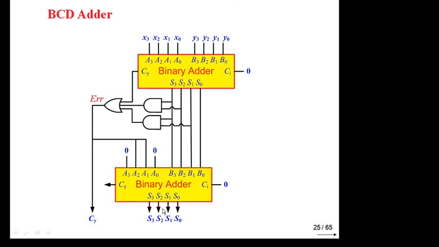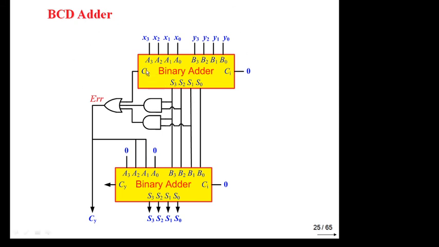Suppose I am taking one example. Suppose you are adding 9 plus 3. This is 1 0 0 1 for 9 and this is 0 0 1 1. After adding 9 plus 3, it will give 12. 12 is 1 1 0 0.